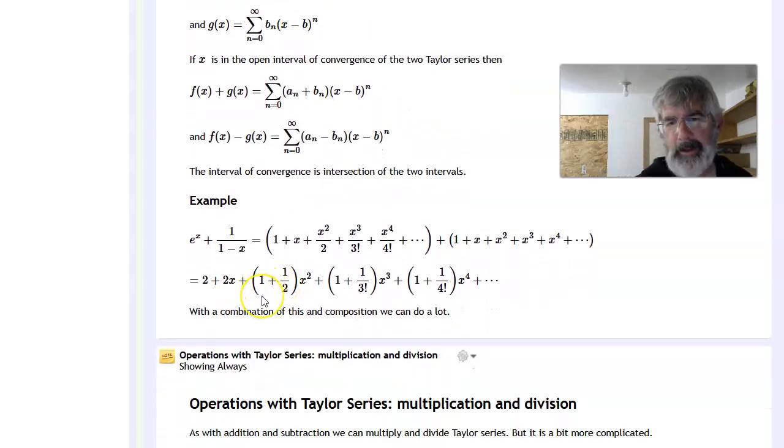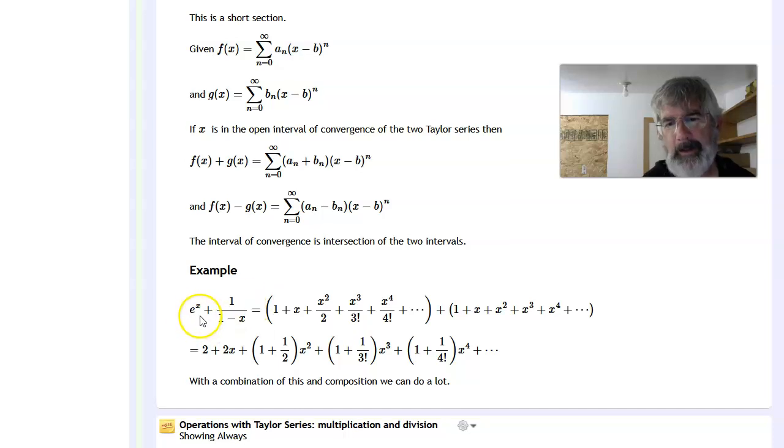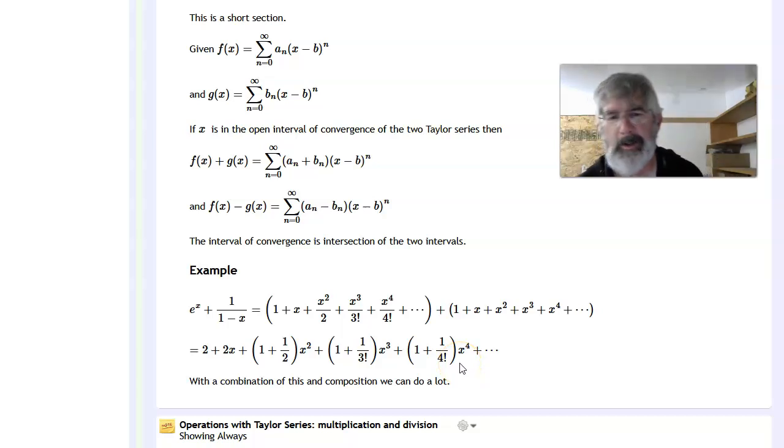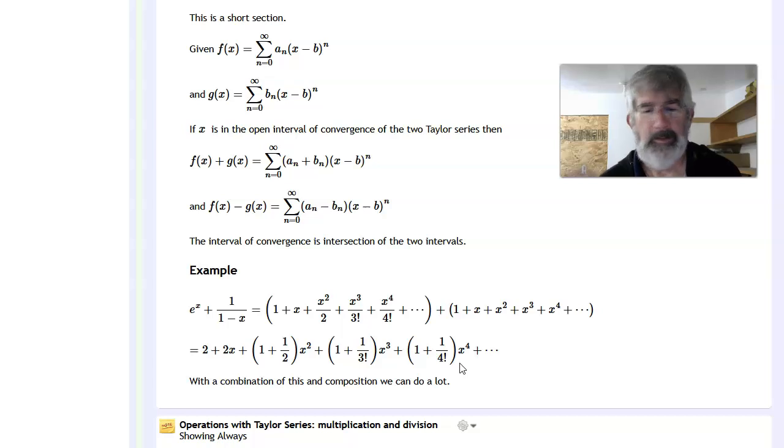Let's add together two functions that we know and love here, e to the x plus 1 over 1 minus x. So here's the Maclaurin series for e to the x. Here's the Maclaurin series for 1 over 1 minus x. So I'm going to add the two constants. There's my 2. I'm going to add the two linear parts. x plus x is 2x. I'm going to add the two quadratics. x squared over 2 plus x squared. That's just going to be a 1 plus a half x squared, so 1 1/2 x squared. And then the cubics, I've got 1 over 3 factorial and a 1. So 1 plus 1 over 3 factorial times x cubed, and so on. Just add the corresponding coefficients up.